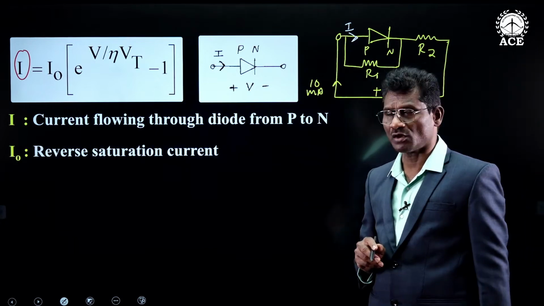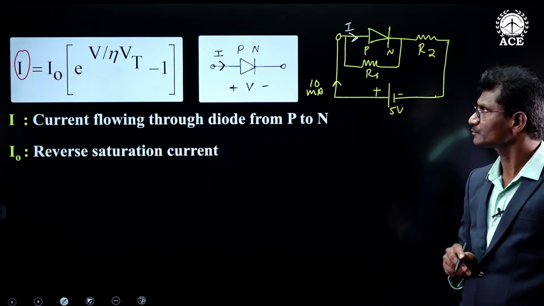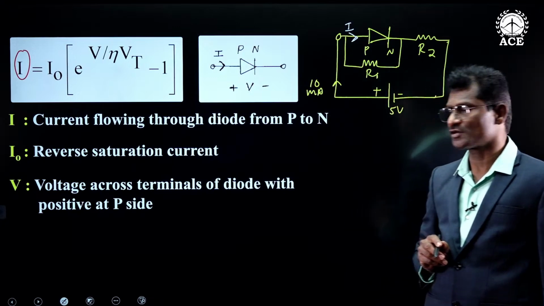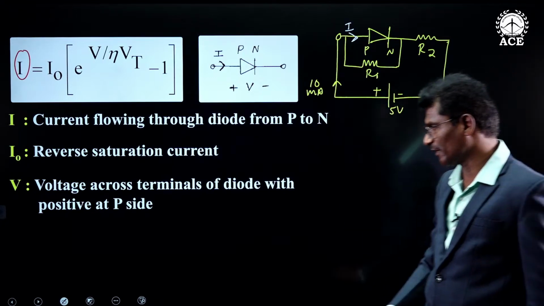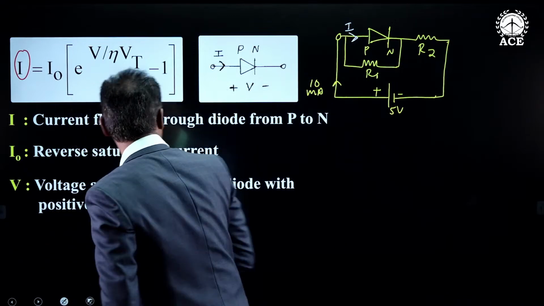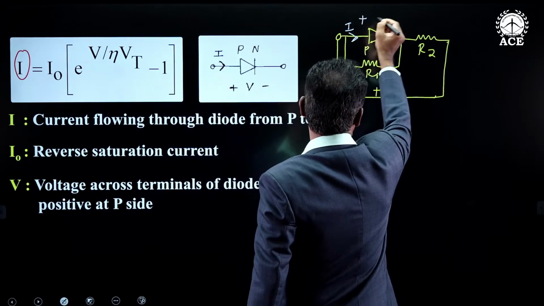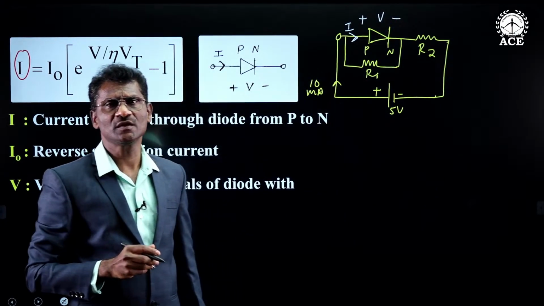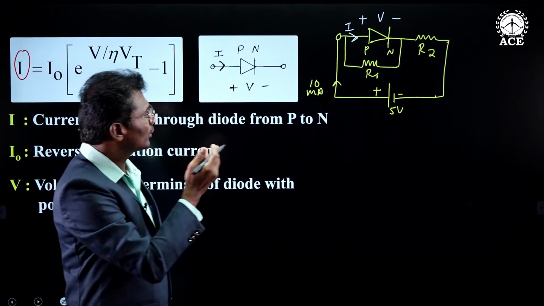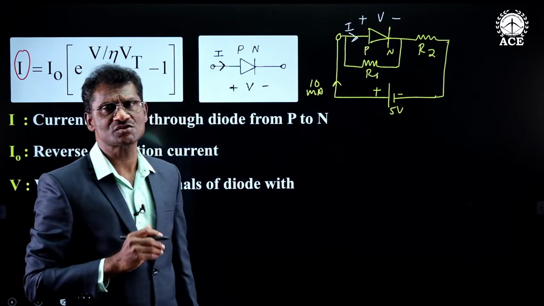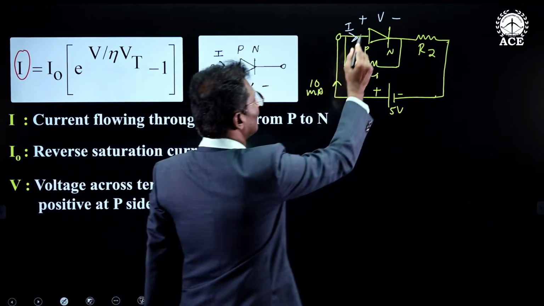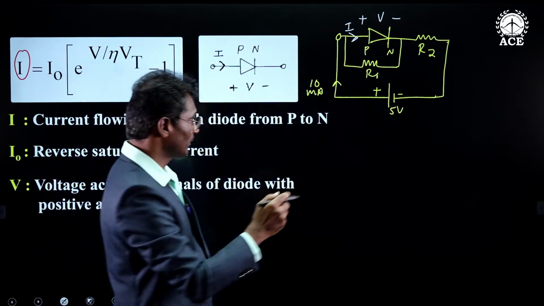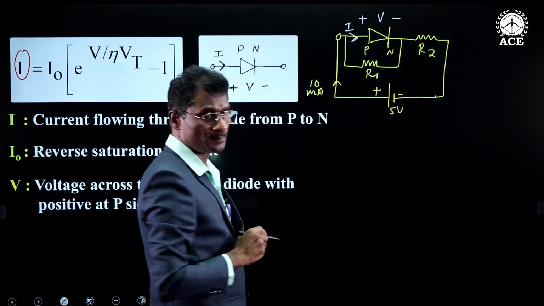I naught is called reverse saturation current, and V is defined as the voltage across the terminals of the diode with positive at the P side. So this is how V has been defined. By looking at this circuit, it can be easily understood that V is not equal to 5 volts, V is less than 5 volts. Why? Because this resistance will take some drop.